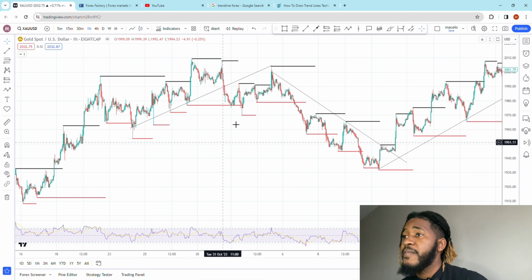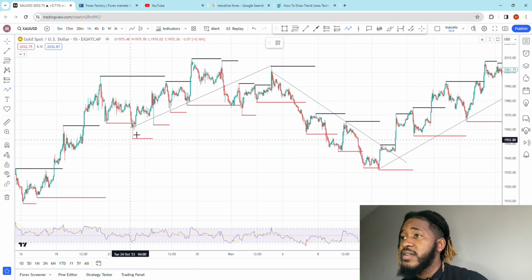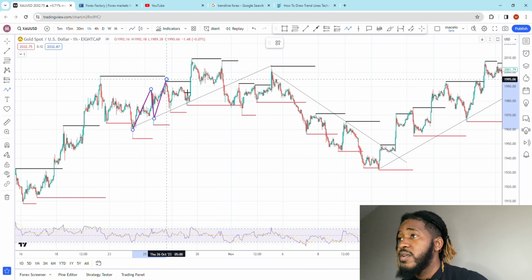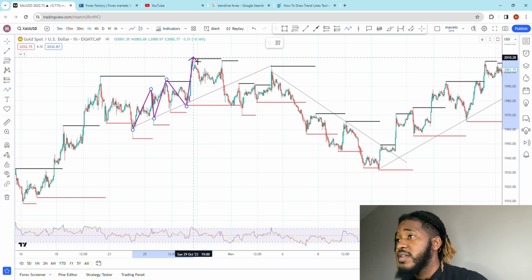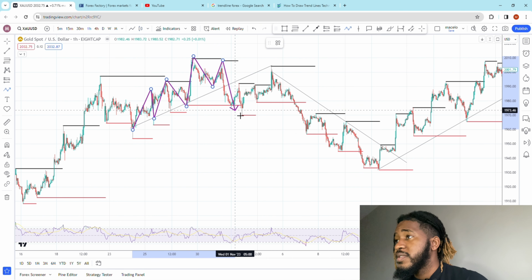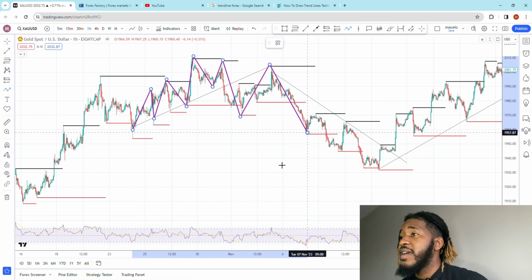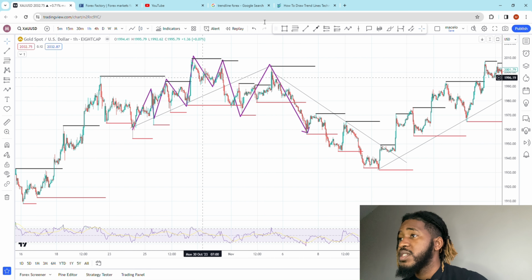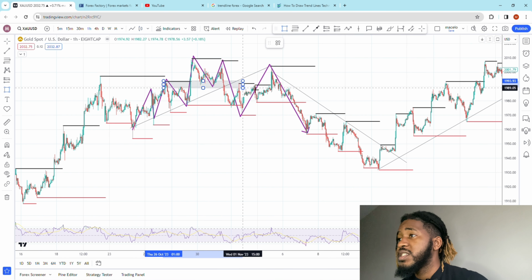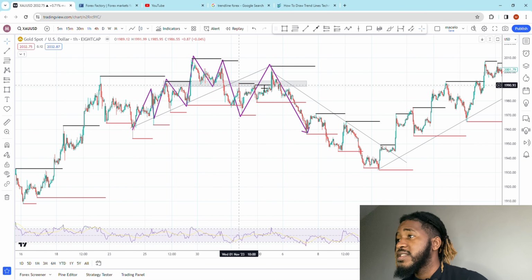So we have swing high, swing low, swing high, swing low, swing high, swing low. Didn't go high anymore. Broke it right there. Came back up and dropped. Now we have to identify what area was broken, which was this area. So we have this area of support that should have become resistance. So price came back to retest these areas.